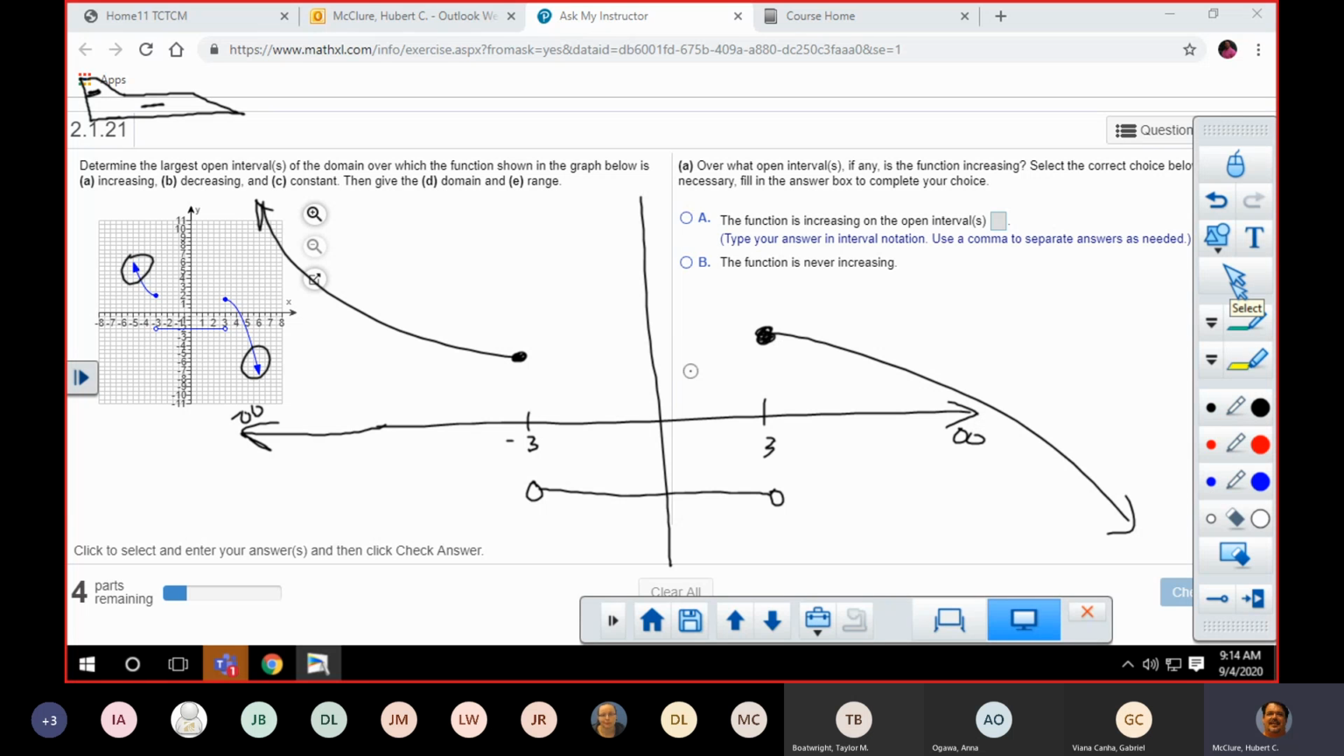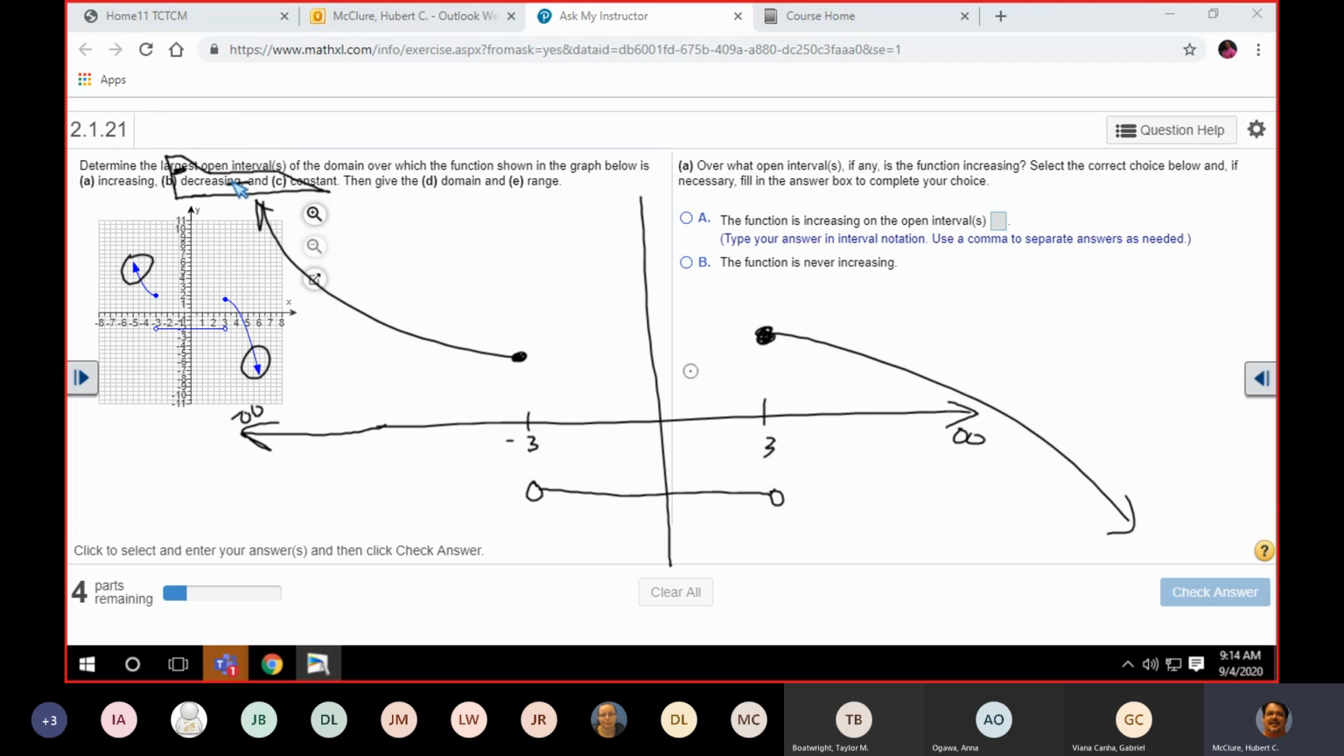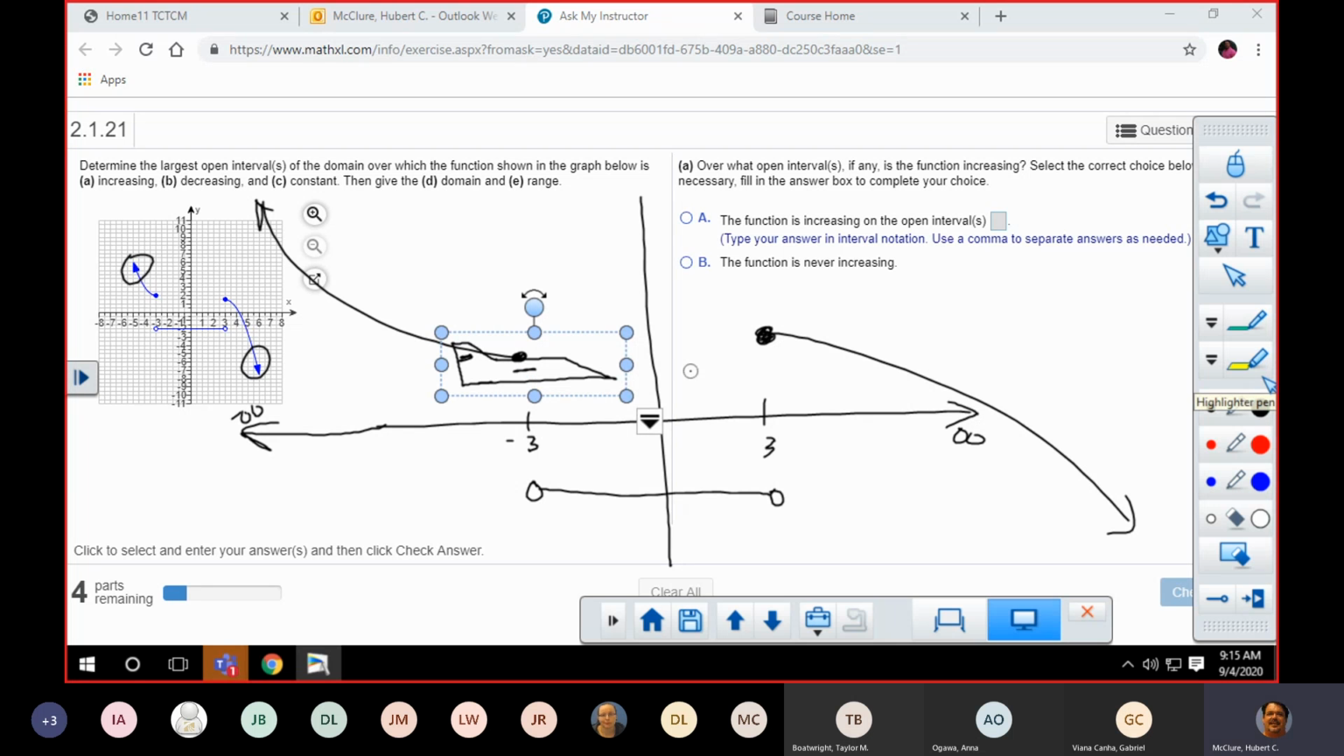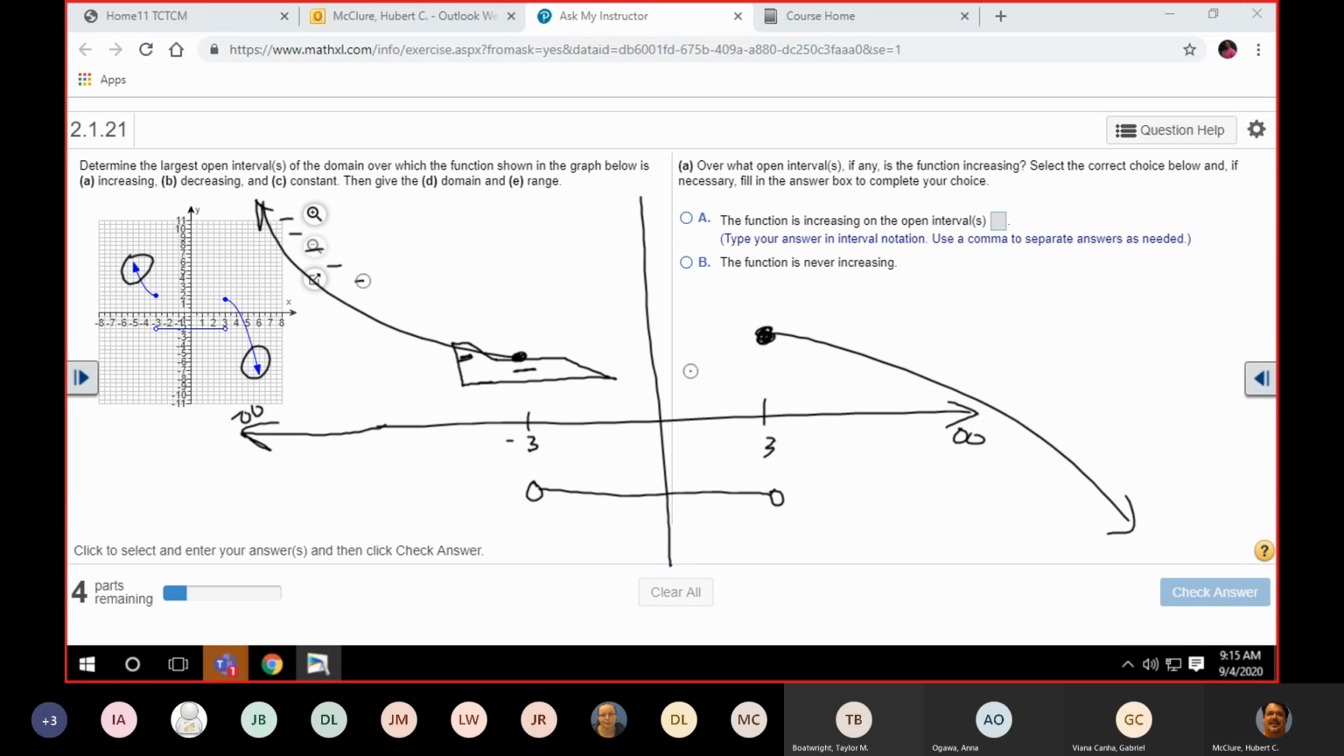So let's take our handy dandy plane. And our plane, I want you to tell me what the plane is doing from left to right. So what was that plane doing from left to right on that part of the line? It's descending. Descending. So from negative infinity to -3, our plane is descending.